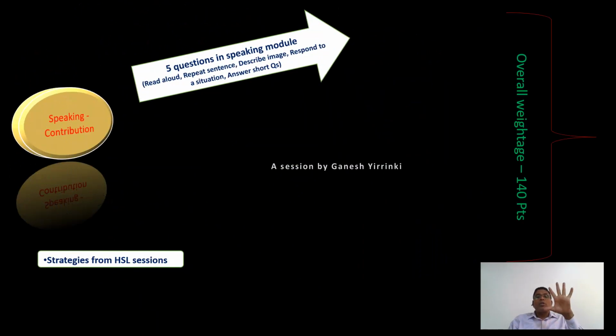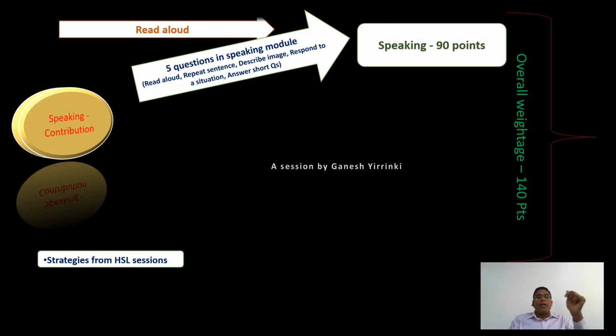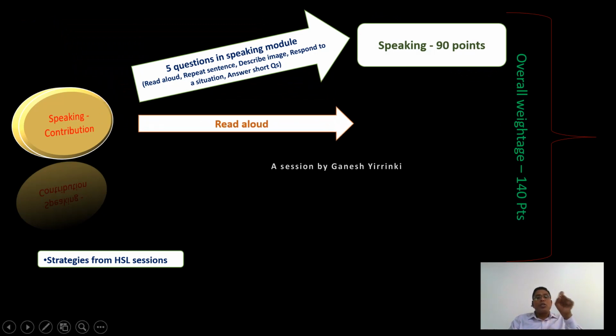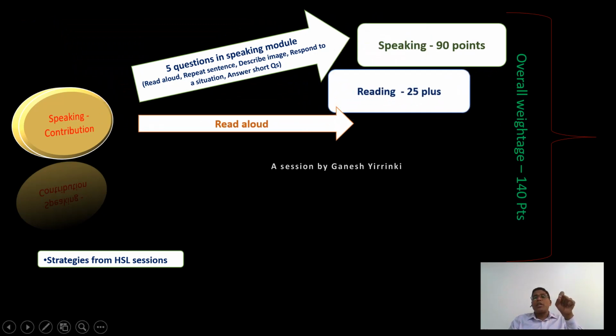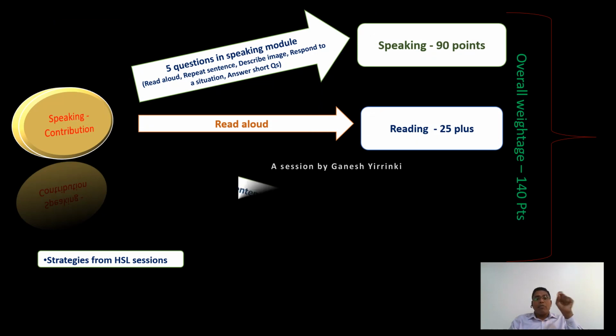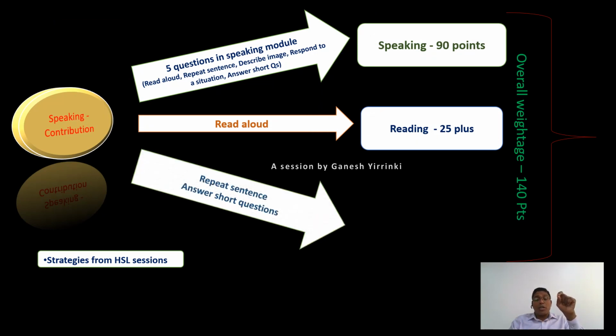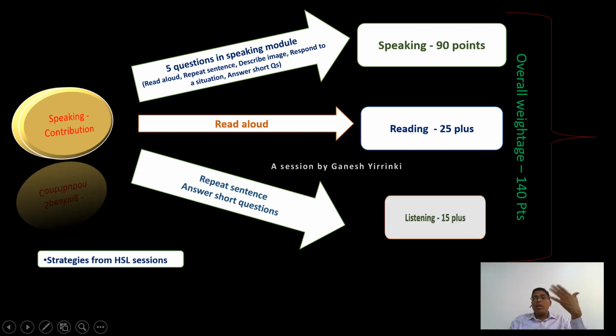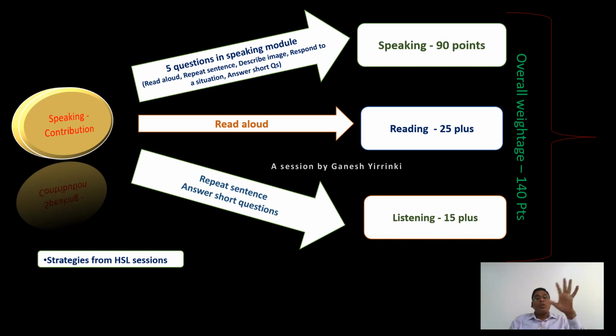In the speaking module, there are 5 questions, and your performance in these 5 questions will give you what, 92 speaking. But there is a question called read aloud in speaking that contributes to reading module to the extent of around 25 points. And in speaking, there are 2 questions. One is called repeat sentences, and the other is called answer short questions. So these 2 questions can contribute around 15 plus points to listening module.